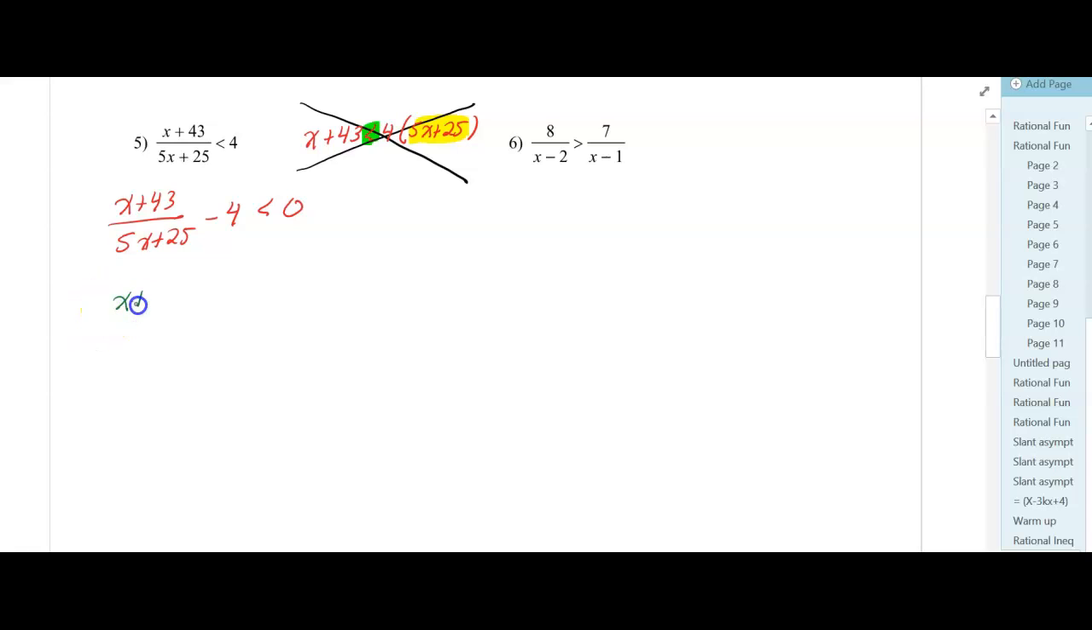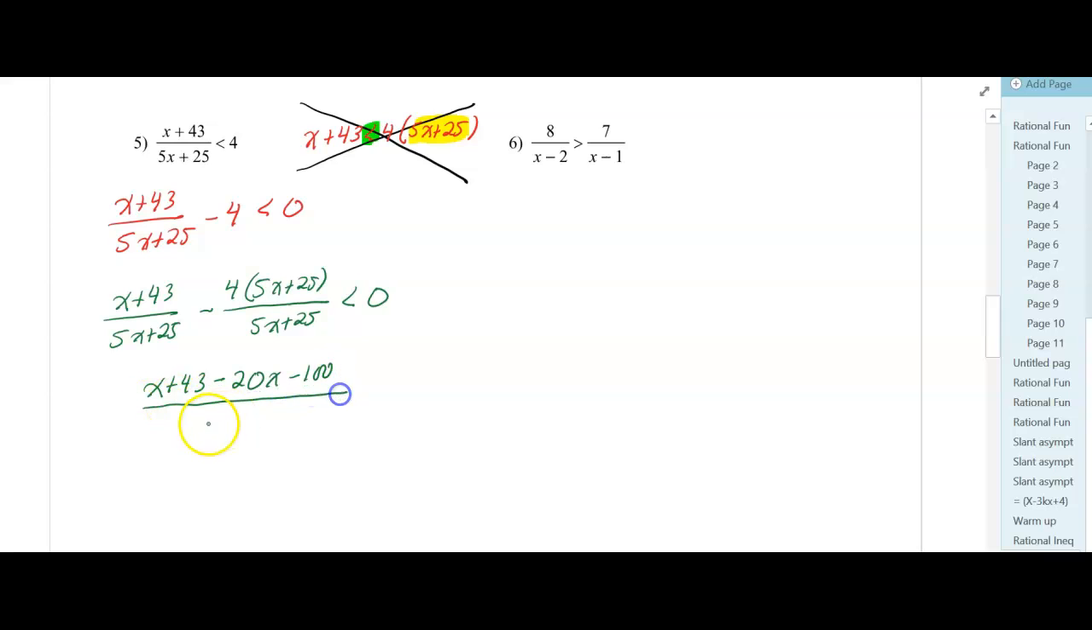Then we need to get a common denominator. The common denominator is going to be 5x plus 25. So I'm going to write that down. In essence, I am multiplying by the number 1. Last year you should have gotten common denominators. Then we're going to get x plus 43. Make sure you distribute properly. Minus 20x minus 100 over 5x plus 25.